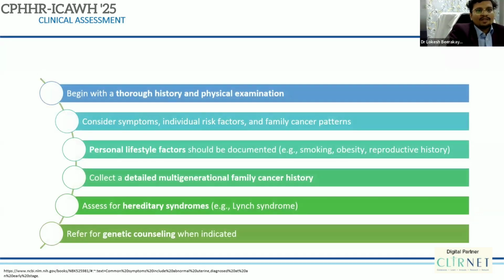So assessment begins with a thorough history and physical examination. Then consider symptoms and individual risk factors like hypertension, diabetes, asthma, etc. And check for family cancer patterns. Personal lifestyle factors should also be documented, whether the patient is a smoker or obese, and the reproductive history. Collect a multi-generational family cancer history, and you need to assess for any hereditary syndromes like Lynch syndrome, etc. Refer for genetic counseling when indicated.